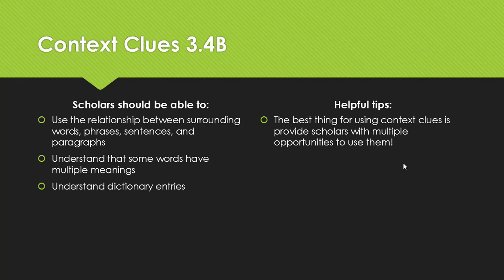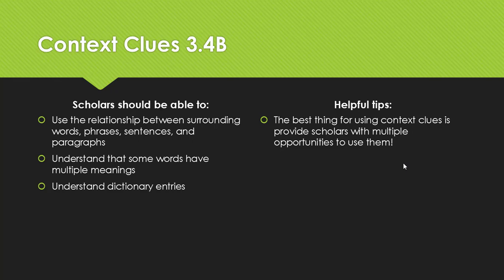Next, we will be looking at context clues. Scholars should be able to use the relationships between the surrounding words, phrases, sentences, and paragraphs to determine the meaning of an unfamiliar word. This is going to be a skill that scholars are going to have to really get good at. They have to understand that some words have multiple meanings, and that's a hard concept, especially for our ELL babies. With these multiple meaning words, you really have to pay attention to how it's used in the story or in the passage to find the meaning.